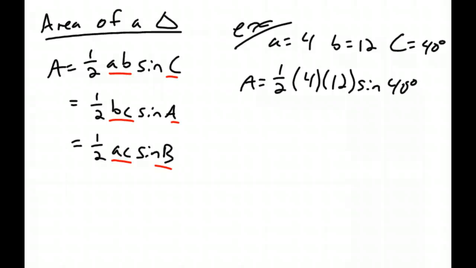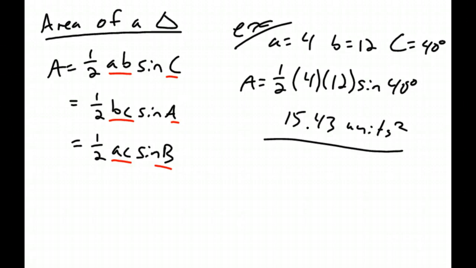So just plugging that in your calculator, make sure you're in degrees again. Your area is 15.43 units squared. Like magic. Hopefully this video was helpful. Law of sines is pretty straightforward.